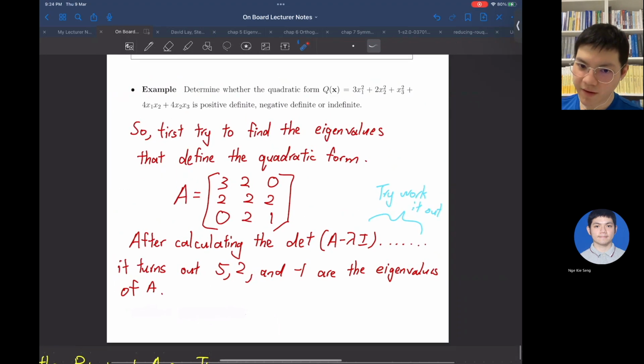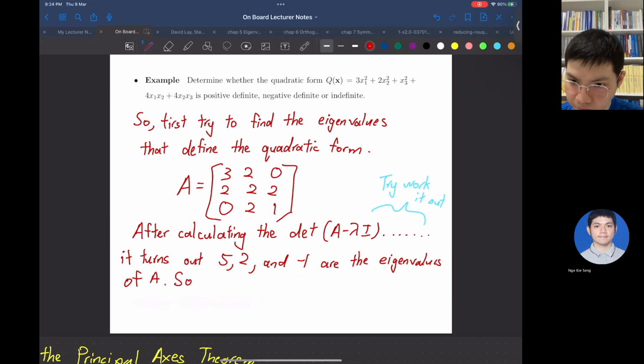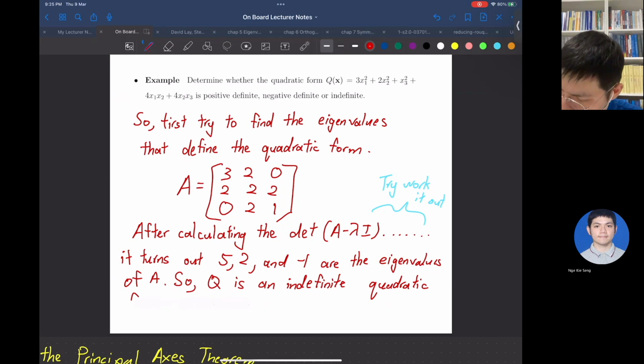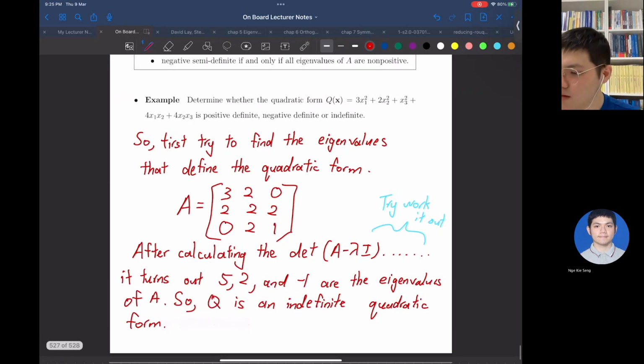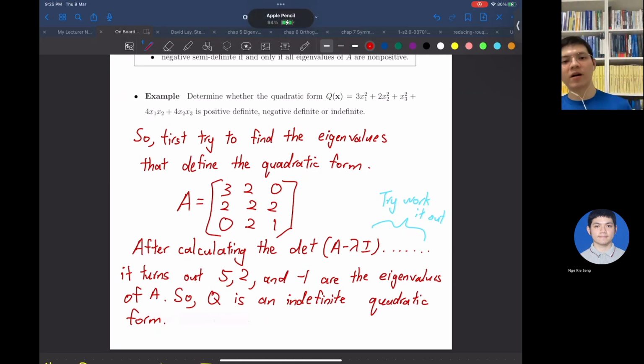Okay, so Q is an indefinite quadratic form. Okay, that's all what I want to say about quadratic forms, classification of quadratic forms, and the principal axis theorem.